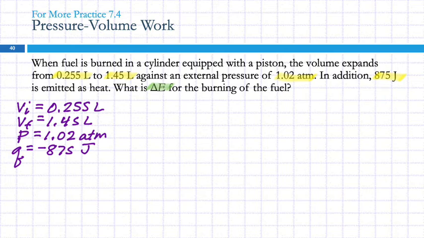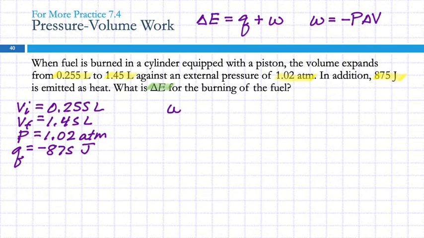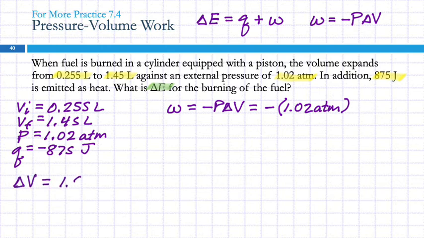So it's asking us for delta E. We need some relationships here. We can go looking for equations. We know that delta E is equal to Q plus W. And we also learned that W is equal to negative P delta V. So let's calculate W first. W is negative P delta V. So the pressure, we have negative there, and 1.02 atmospheres. And delta V is 1.45 minus 0.255.